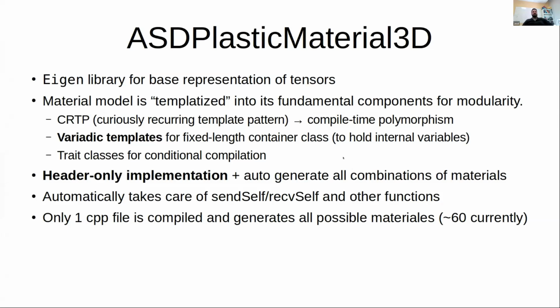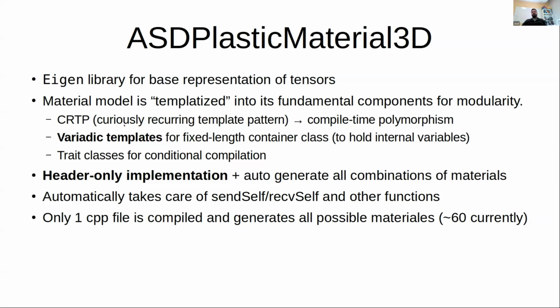So ASDPlasticMaterial3D, what is it? It uses the Eigen library for the base representation of tensors, which is a high-performance library, which is actively maintained. The material model is templatized, I'll show you in a second, into its fundamental components, relying heavily on the CRTP design pattern.